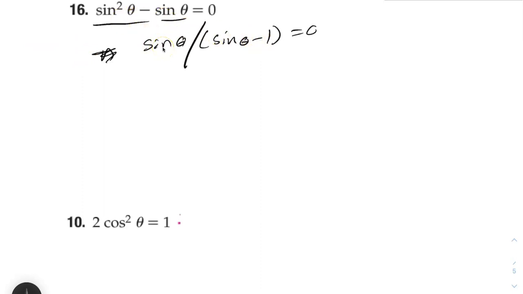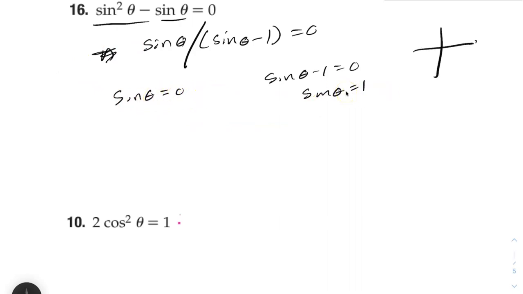Now you could split it. Sine of theta equals 0. Sine of theta minus 1 equals 0. So sine of theta equals 1. So we have to solve sine theta equals 0 and sine theta equals 1. Now these are both unit circle things, right? You can't make a triangle with 0, you can't make a triangle with 1 unless it's tan. So these are on the unit circle. So let's draw a unit circle real quick. 1, 0. 0, 1.